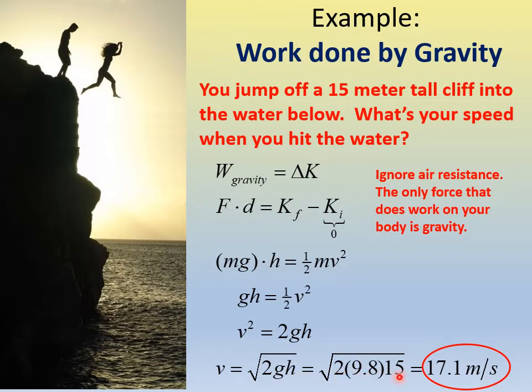So multiply these numbers together, take the square root of the whole thing, and we get 17.1 meters per second. So in this case, what's happening is gravity is doing work on you when you jump. And remember, whenever we do work on something, we change the energy. We add energy to that object. So we're gaining kinetic energy in this case.